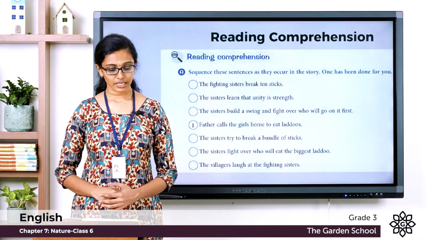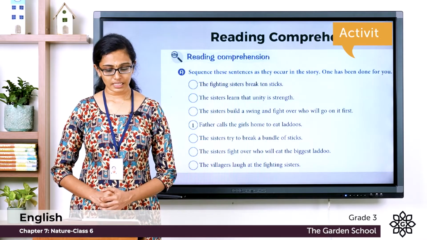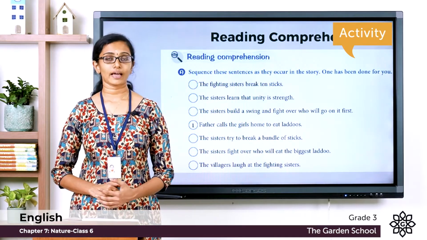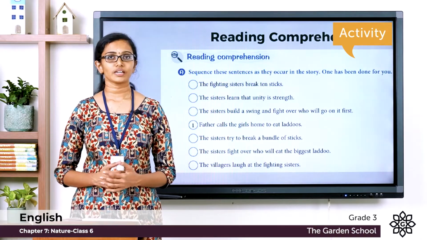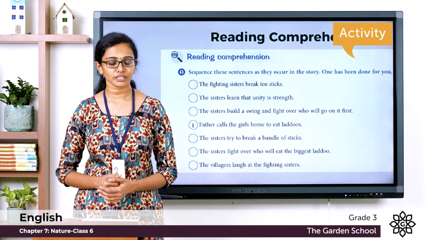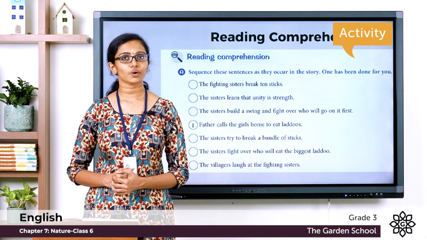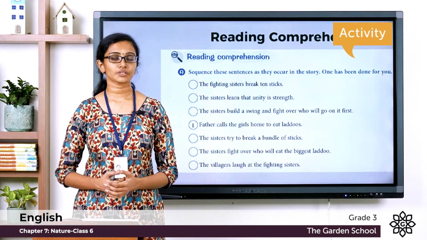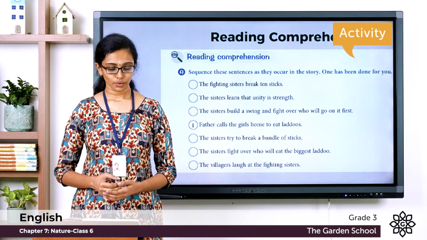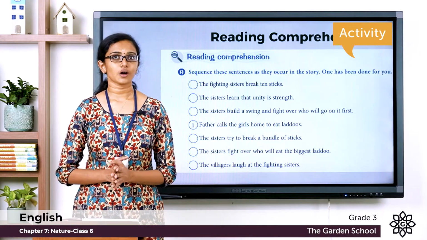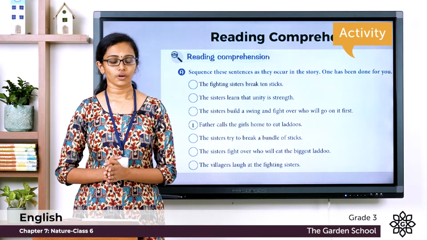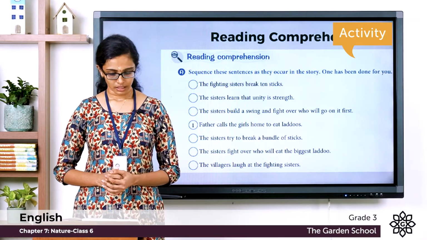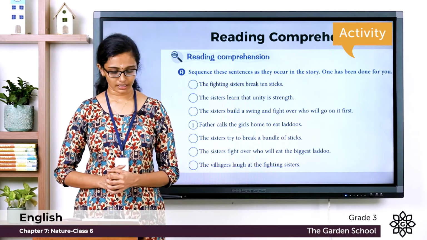Here you can read a question. Sequence these sentences as they occur in the story. One has been done for you. Here you can see a set of 7 statements which are sentences from the story. Since you have read the story once again, you know the correct sequence of events within the story. Based on the order of the events, you have to sequence or number these sentences given there.